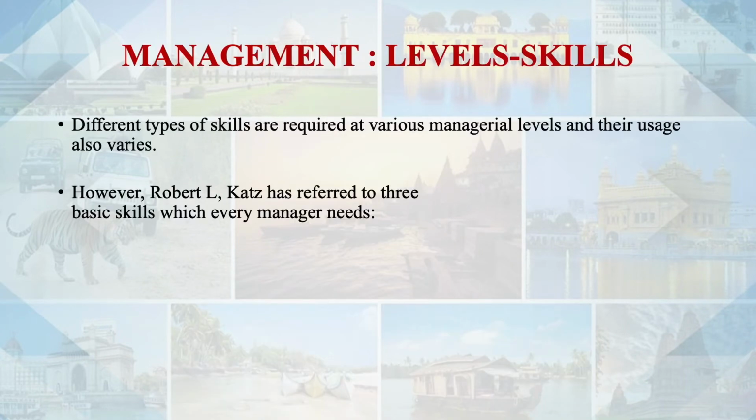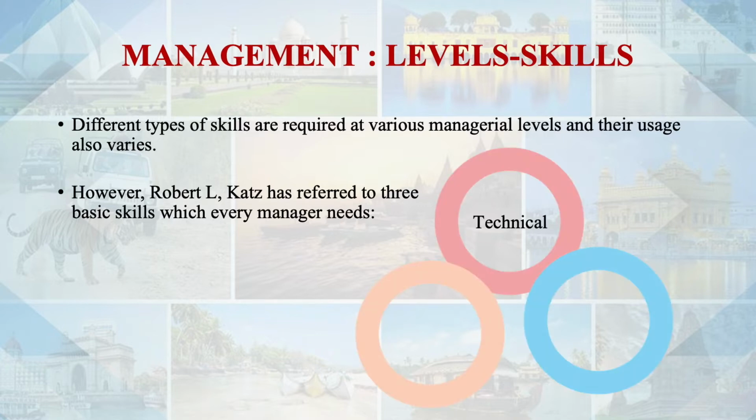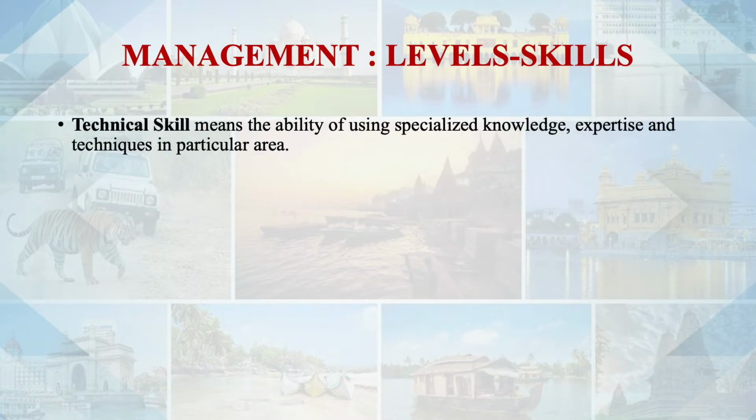But even though they have different responsibilities, Robert L. Katz actually referred to 3 basic skills that every manager needs to have. Which are those 3? Number 1, technical skills. Number 2, human skills. And the third is conceptual skills. So let's go into detail and find out about these 3 skills. As the name says, the first one is technical skills. What are the technical skills that one person may have?